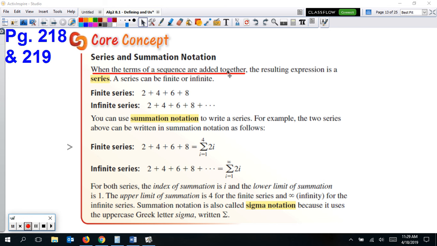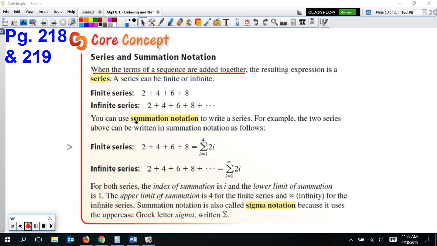Here it says when the terms of the sequence are added together. That's why you see the plus signs now. It's not just commas. There's plus signs in between these, or minus signs you might see as well, which means we can add them or put them together. An infinite series, we can't really put together very well because that would just keep on getting bigger and bigger, but you can always find the sum of a finite series.